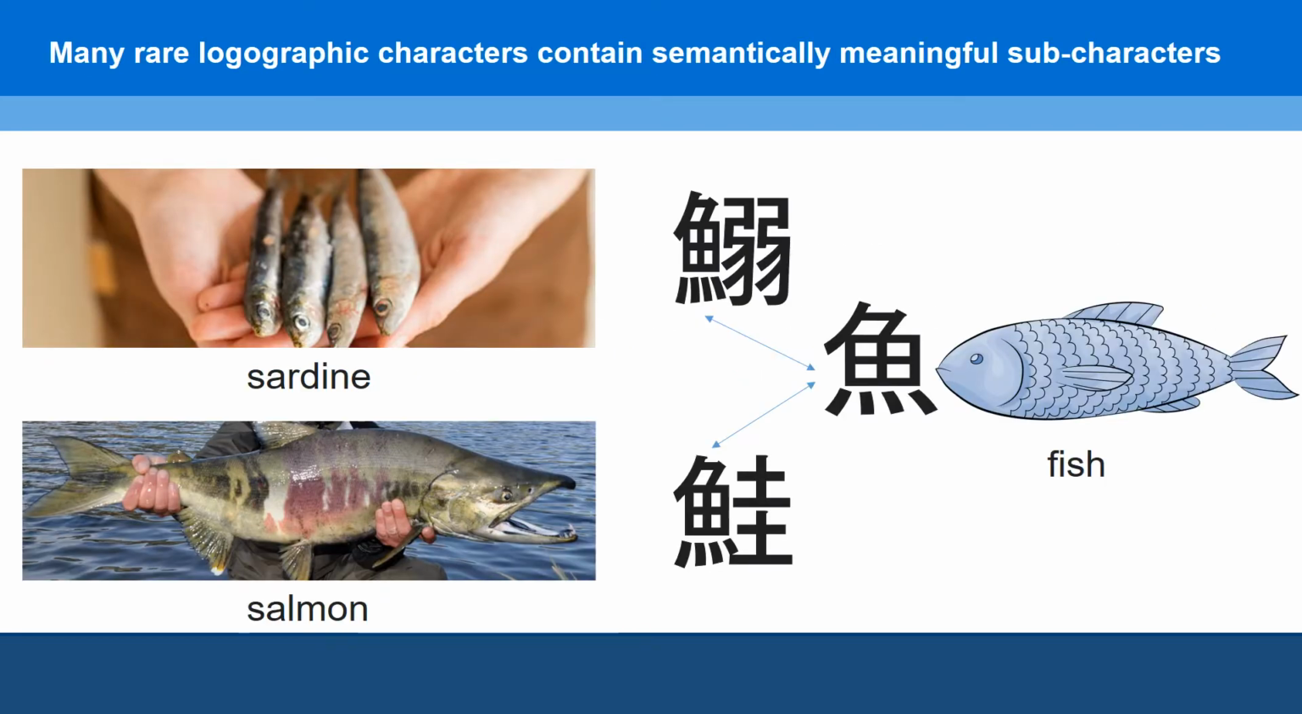One approach to translating rare logographic characters uses their subcharacter decomposition. Many rare characters contain subcharacters which have semantic meaning. For example, the kanji for sardine and the kanji for salmon both contain a subcharacter which is the kanji for fish. And it would be correct to translate both of those characters on the left into English as fish. It would not be a specific translation, but it would be more adequate and more useful than producing an unknown token, an UNC.